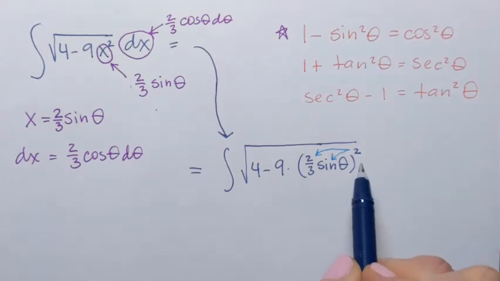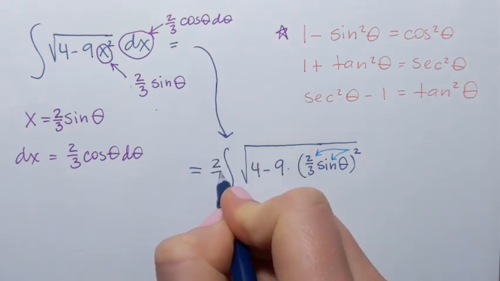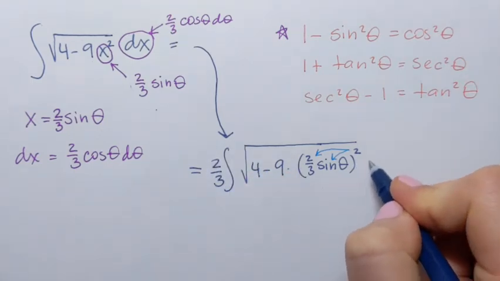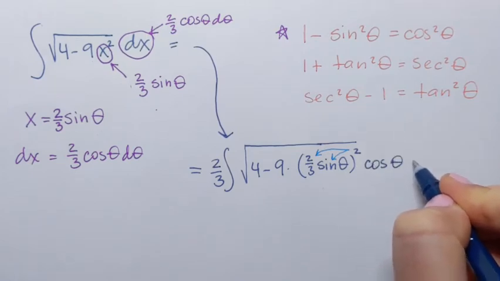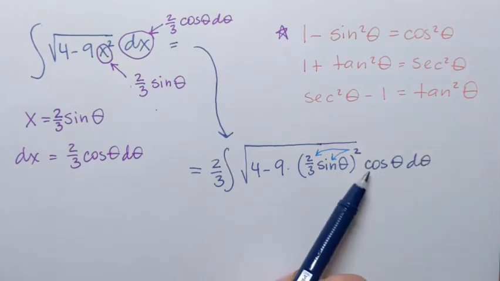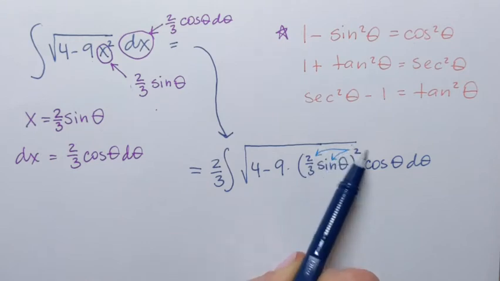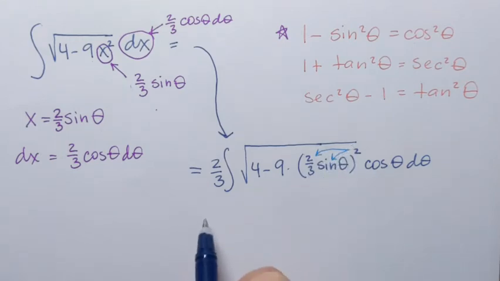You know what, I'm going to put 2/3, so here 2/3 cosine theta d theta, but 2/3 I can put in the front of the integral, right? 2/3 cosine theta d theta. I have to be careful here that cosine is outside of the square root, right? Let's continue. Now we have to simplify.